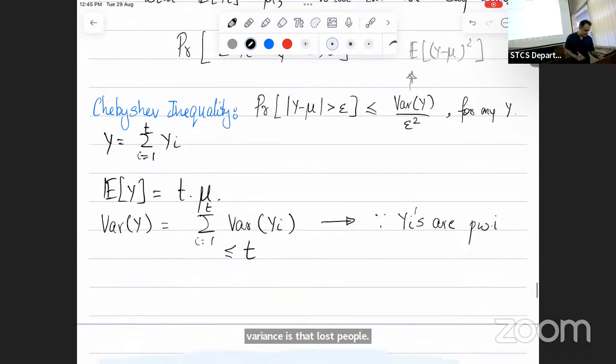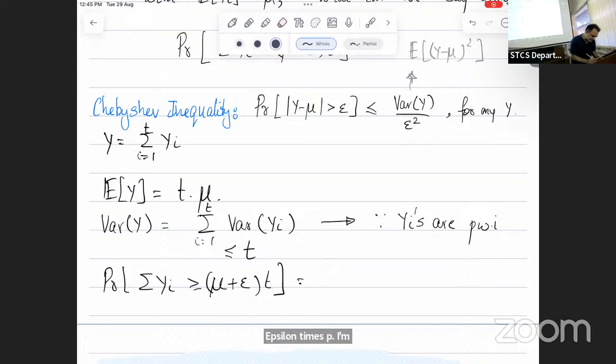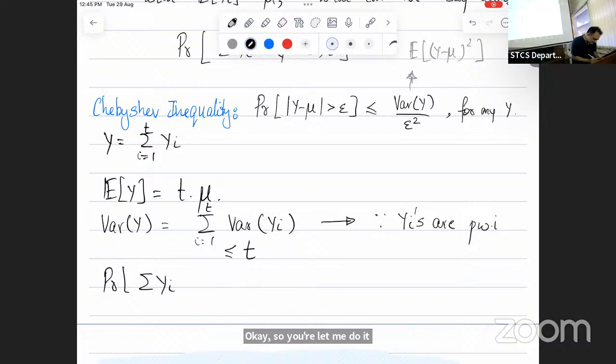All right. So what does this mean? This means that if I look at the probability that summation yi is at least mu plus epsilon times t, I'm going to write it a little differently. I want to pull the mu's inside. So, Y minus mu is at least epsilon t.